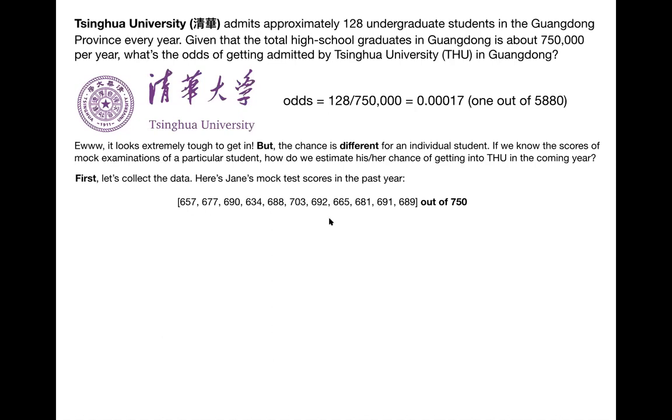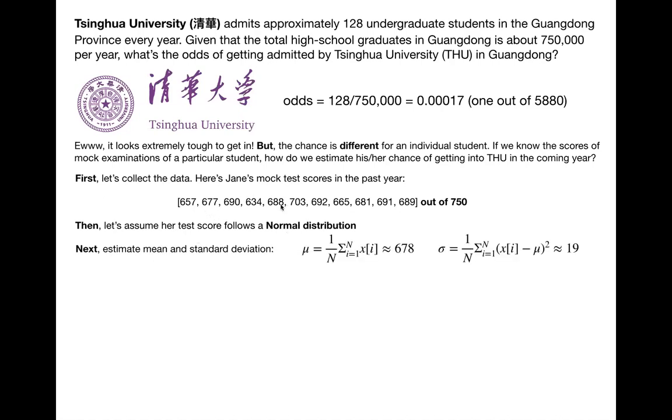I did a little research: the full score is 750, and this is a decent score for the 11 or 12 monthly tests per year in 12th grade. Let's assume her test scores follow a normal distribution. Why can we do that? You don't have to, but it's most likely the most reasonable assumption. If we assume a normal distribution, we can calculate the mean, which is 678, and the standard deviation, which is 19 in this case.